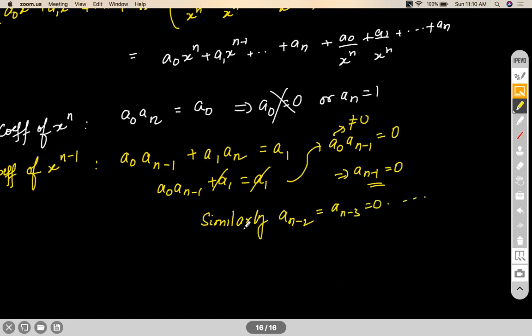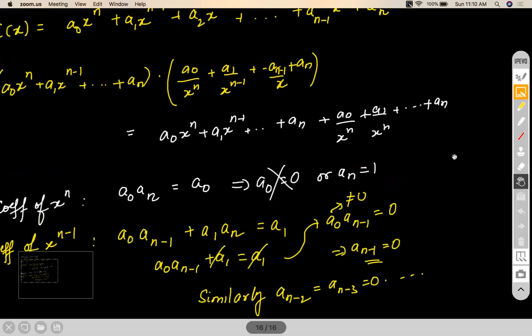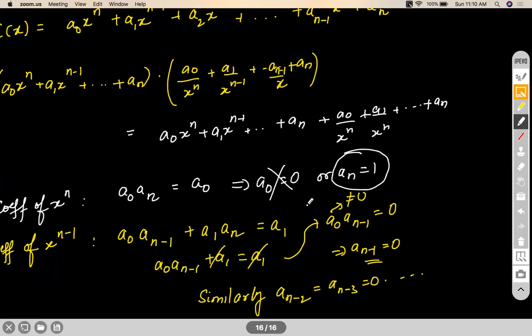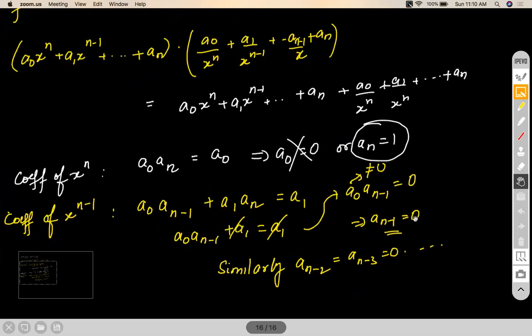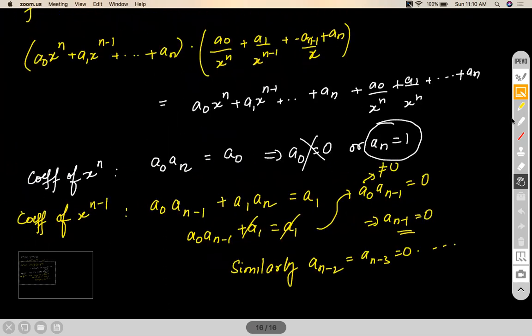Now, what about the last term? I think we had already figured out the last term is going to be 1. What about a0? Let us compare the constant terms on both the sides. If you compare the constant terms on both the sides, you would realize on this side you will get an square.